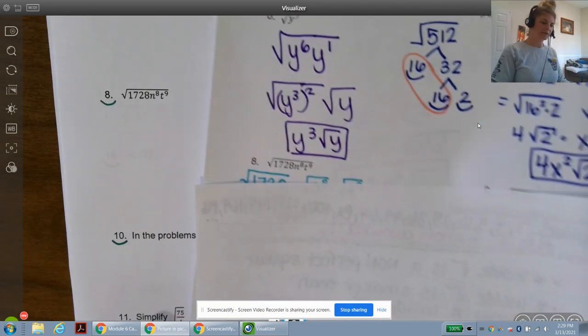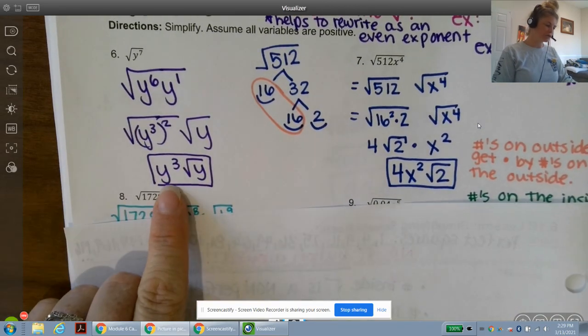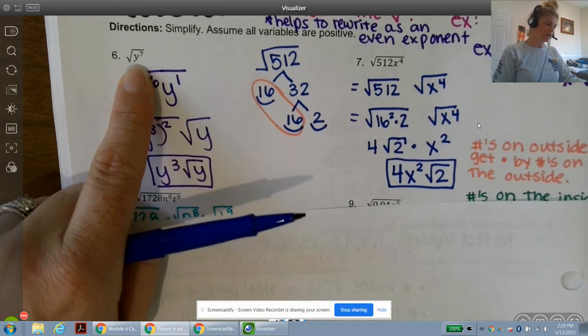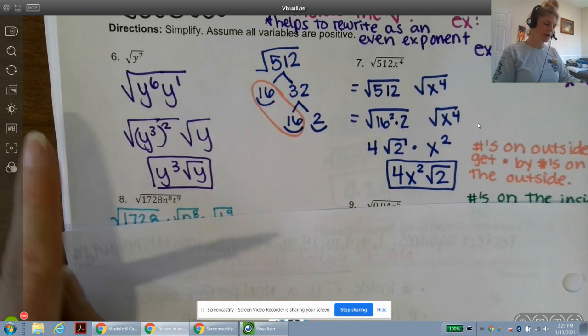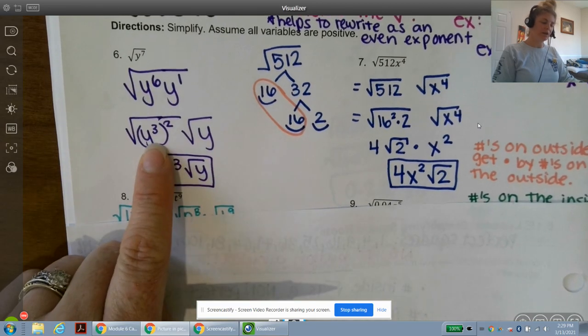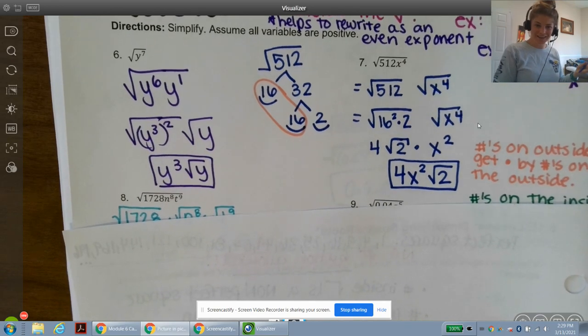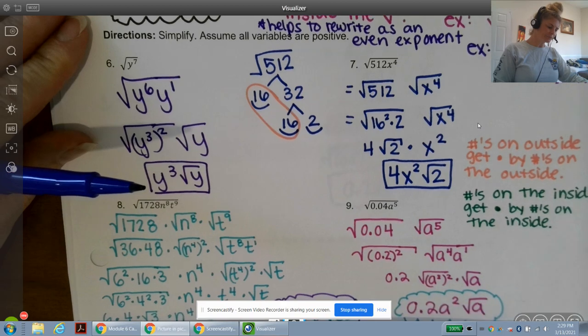Okay, let's take a look at number 6. Your final answer should be y cubed square root y. That's because we break up y to the 7th as y to the 6th times y all under the square root. To bring y to the 6th out, we divide by 2, or think about it as y cubed squared, and square roots and squaring are inverse operations. So you end up with y cubed square root y.